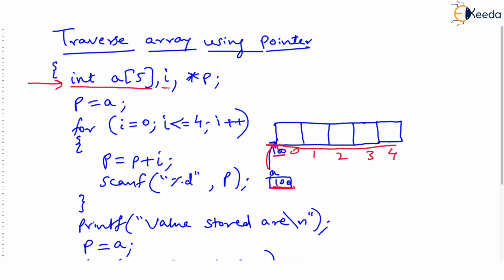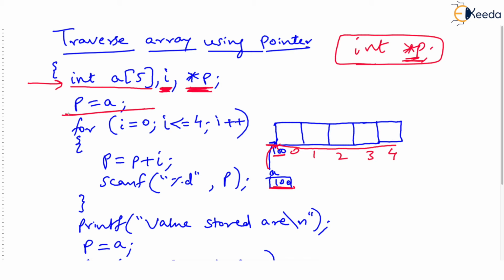Then as usual, I have declared one integer variable i for the for loop, and then I have declared a pointer. Please try to understand this: p is an int pointer. So p can point to any integer, although right now it is not pointing to any integer. Now notice the next line, p is equal to a. Simple. p is a pointer, and a is also a pointer. Come on, a points to the begin address of the array.